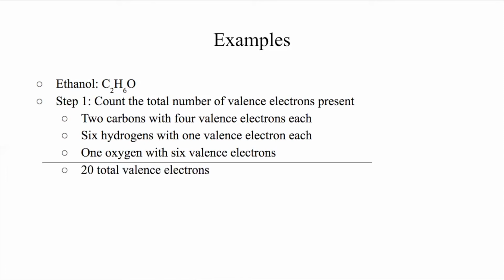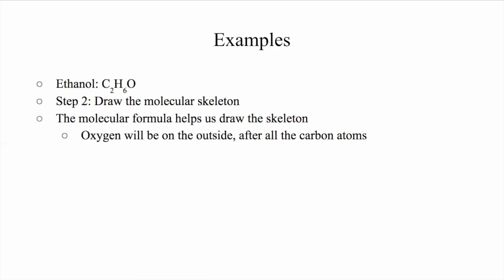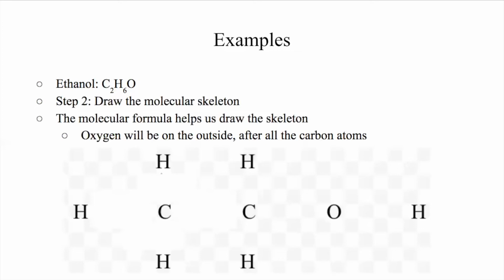This gives us a total of 20 valence electrons. Now we draw the molecular skeleton, keeping in mind that hydrogen cannot form more than one bond. In many cases, the molecular formula is written to help you draw this skeleton. We know that oxygen will be on the outside, after the carbon atoms. The molecular skeleton ends up looking like this.